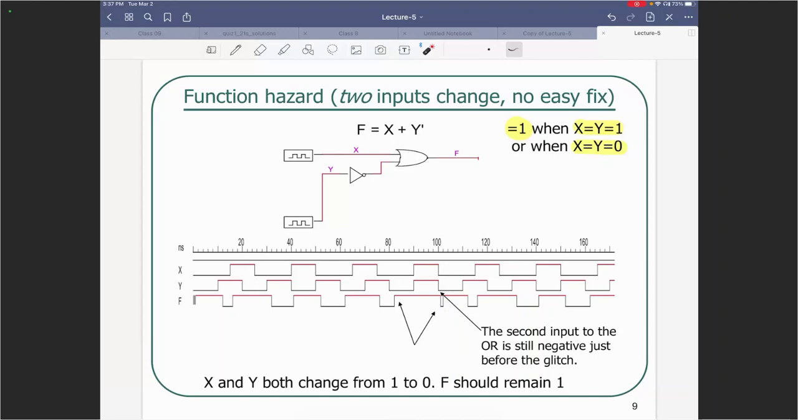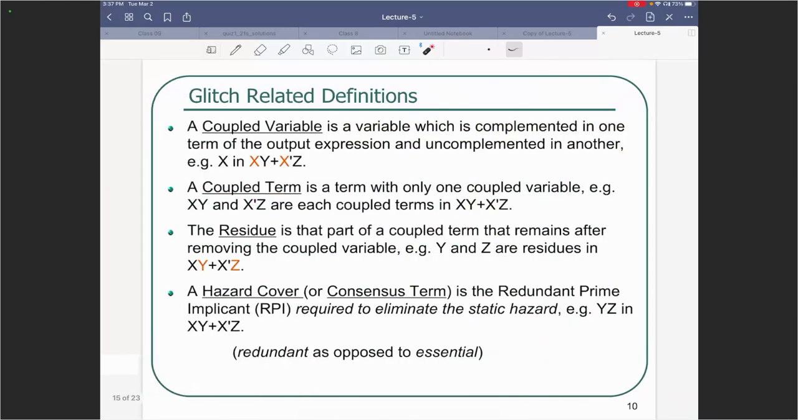All right. Now, some more definitions. And this time it's going to be easy, because if we look at EPI and PI and RPI and all those terms, the terms that you are listed over here are going to be pretty easy to catch. There are three of them. One is the coupled variable. What is the coupled variable?